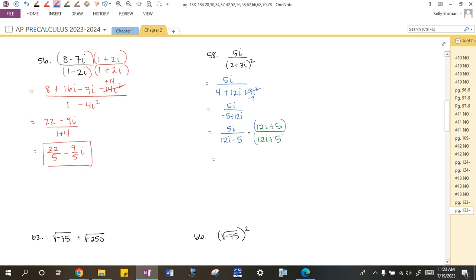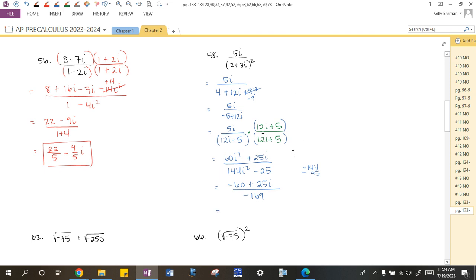So 5i times 12i is 60i squared. 5i times 5 is plus 25i. Actually, writing it like this set it in the correct order eventually. And then 12i times itself is 144i squared. Negative 5 times 5 is minus 25. So I just said we're always going to get something plus something in the denominator. Here we're going to get negative something minus something, which still adds up. Negative 60 on top plus 25i. Negative 144 minus 25 is negative 169.